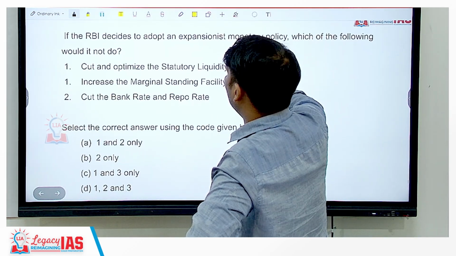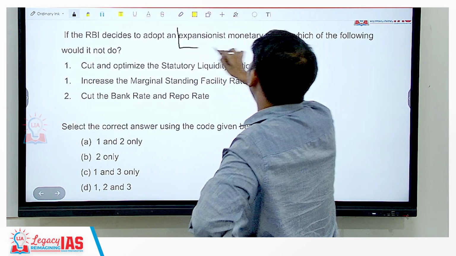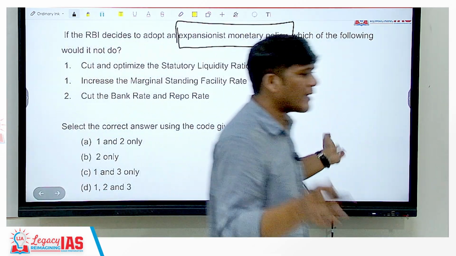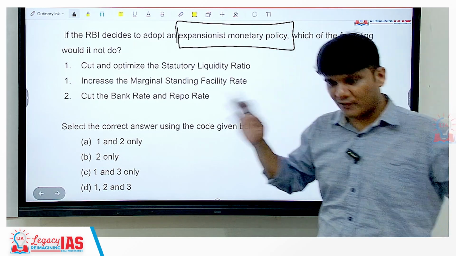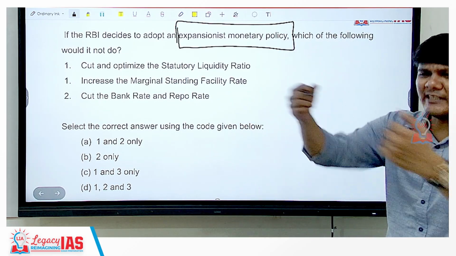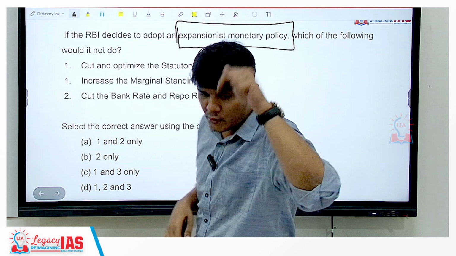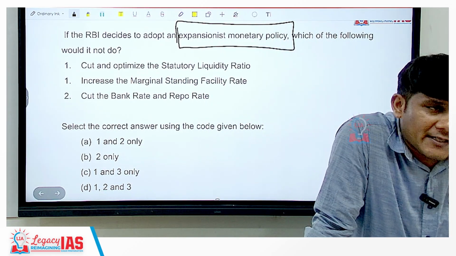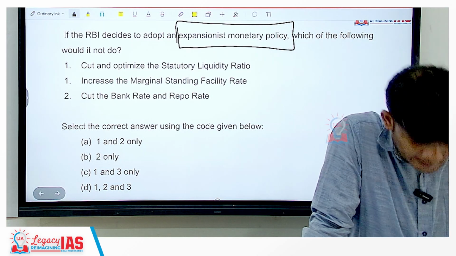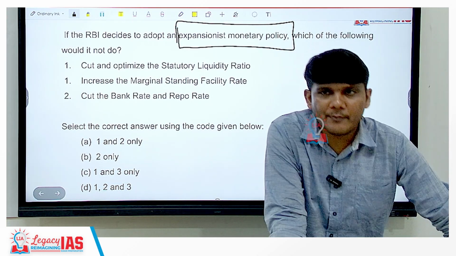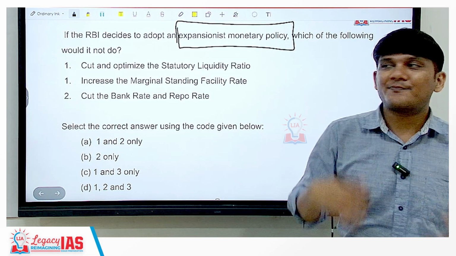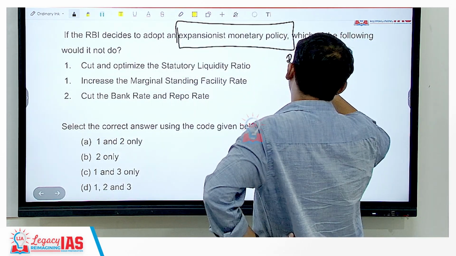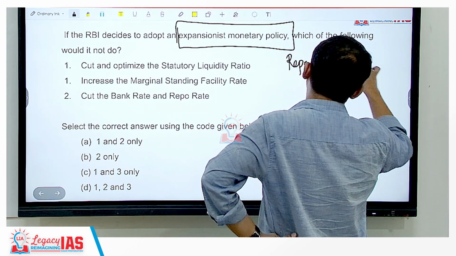If the RBI decides to adopt an expansionist monetary policy, what is expansionist monetary policy? Spending more money in the market, that is expansionary, right? Reducing the interest rate, so that the money becomes cheaper, because you can get money at a cheaper rate of interest as loans. So when money becomes cheaper, more and more people would want money and spend it. So you are spending more. So in an expansionist policy, the interest rate or the repo rate is going to go down.